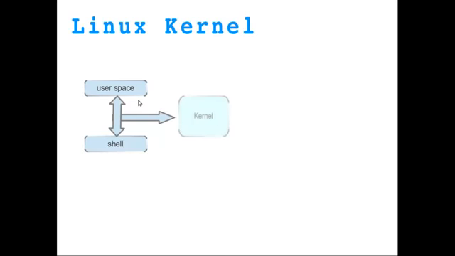You have the user space or the shell application making requests from the kernel, like print a message to the screen or get information from the keyboard. It makes those requests to the kernel, and in turn the kernel goes ahead and satisfies those requests by talking to the hardware.